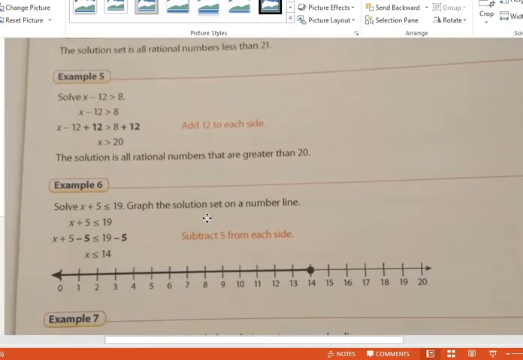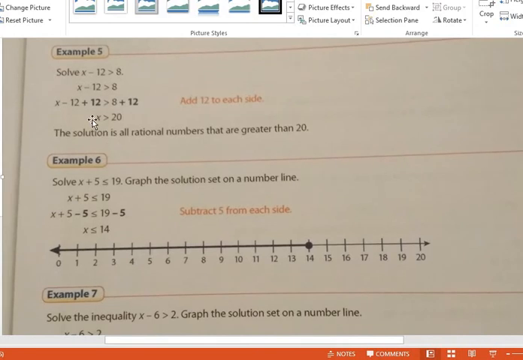Example 5. Solve x minus 12 greater than 8. I want to get rid of negative 12, so I will add positive 12. When I add positive 12 on one side, I have to add the same number, positive 12, on the other side. So x will be 8 plus 12, which is 20. So the solution is all rational numbers that are greater than 20.